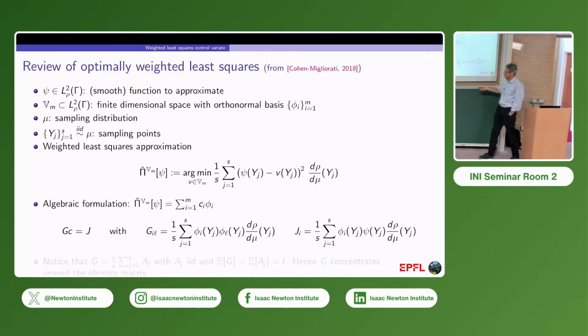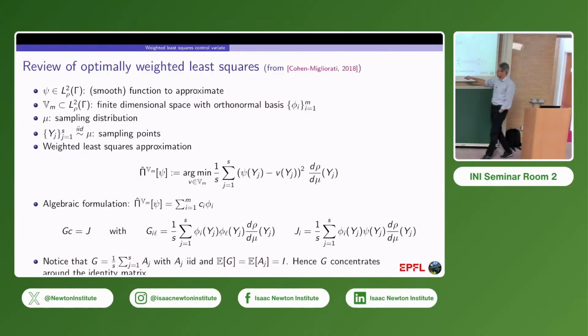It just boils down to solving a linear system. So if I expand this object on the basis, I will have to compute the coefficients in the expansion, which solve a linear system, where the matrix G is this Gramian matrix, where we have to evaluate all basis functions in all the points with this weight. And J is this discrete projection of the function over the basis. And this matrix G is actually the sum, or the average, of IID matrices. So these basis functions are evaluated in every single point. So the points are IID.